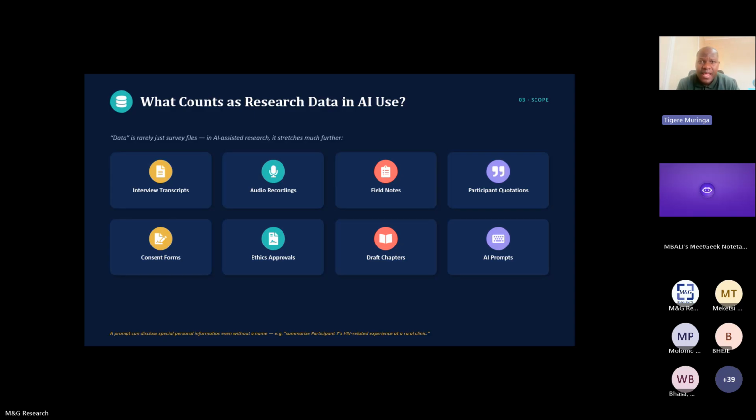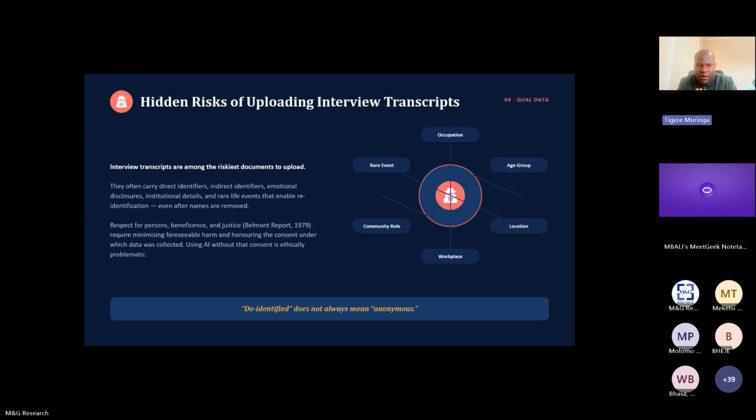And so what are we saying? We're saying a prompt has the potential to breach issues of data privacy and confidentiality, even if the actual name of the person is not mentioned, right? There's a potential to breach those details of your POPI Act, of privacy, of confidentiality and security. But now let's talk a little bit about the hidden risk of uploading interview transcripts.